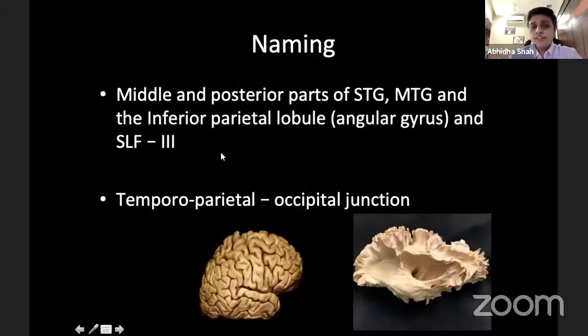Another important region is the temporoparietal occipital junction, which subserves naming and consists of parts of the middle and posterior parts of the superior temporal gyrus, the middle temporal gyrus, and the inferior parietal lobule. That is the angular gyrus, and the fibers involved are the SLF3.